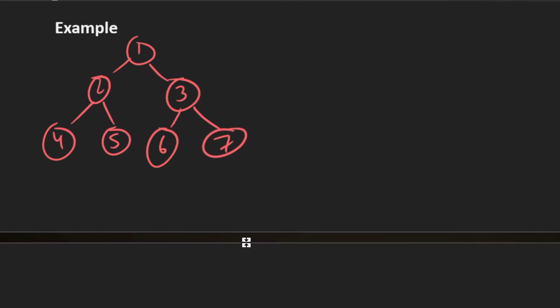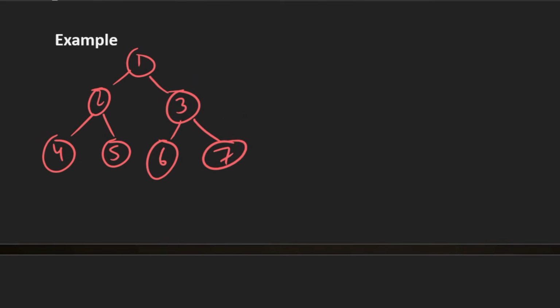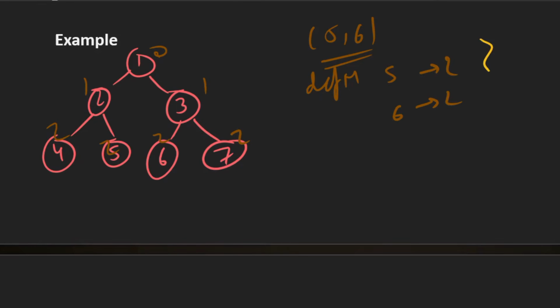So we have taken this example. We have this tree 1, 2, 3, 4, 5, 6 and 7. Now we need to find the lowest common ancestor of 5 and 6. If we see the depth of 5 is 2, depth of 6 is 2. So now both are at the same level. So we check who is the parent of 5, 2, who is the parent of 6, 3. Are they equal? No, they are not equal. Then we need to move in the up direction.